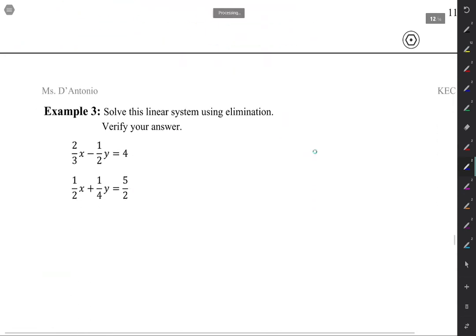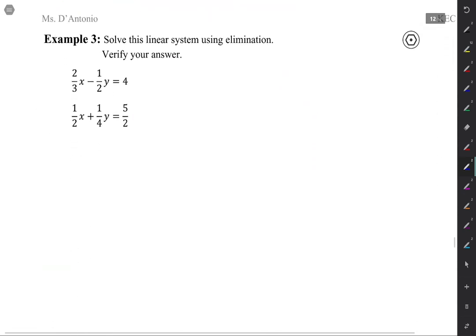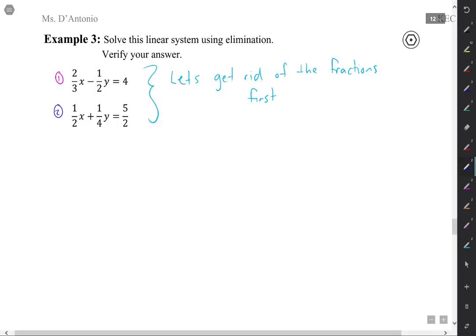Now in the final example, it says solve this linear system using elimination, and again we have one of those systems with a bunch of fractions in it. This time we actually have an option, and we are going to get rid of the fractions. Because if we get rid of the fractions, it's going to make it a lot easier for us to work with. So, in order to get rid of the fractions, we need to get rid of the denominators.